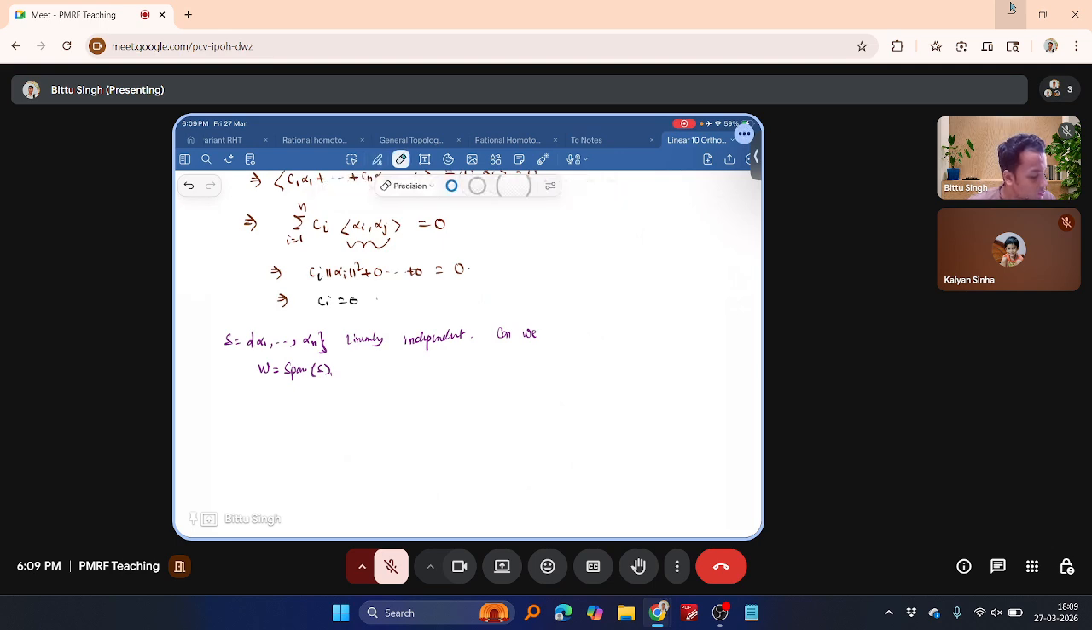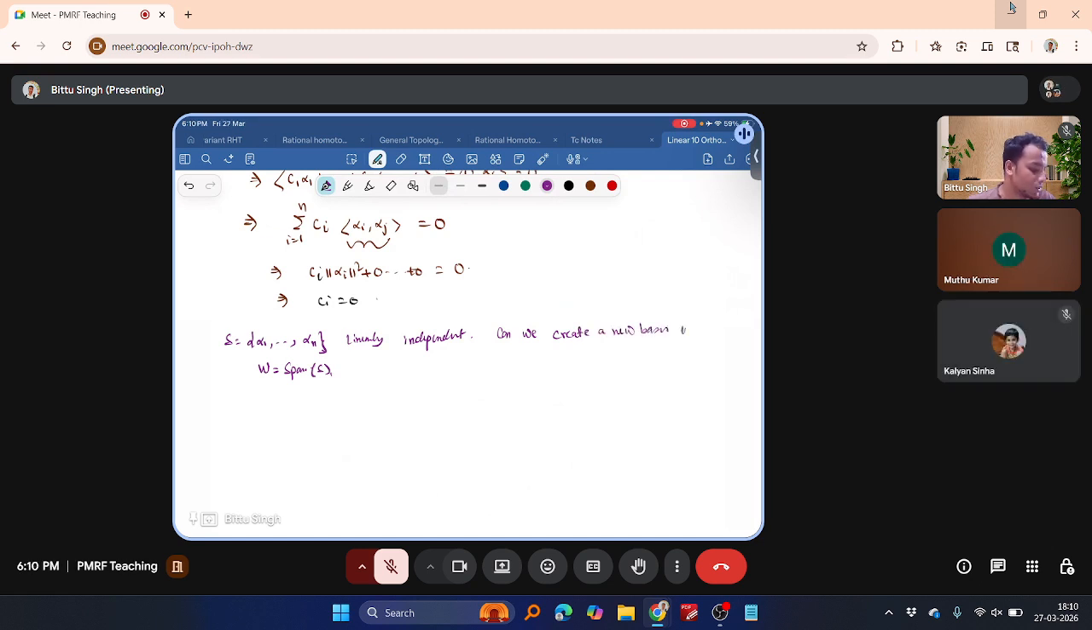Can we create a new basis using S such that W is spanned by this new basis? Suppose the new basis is S dash such that W is spanned by S dash.